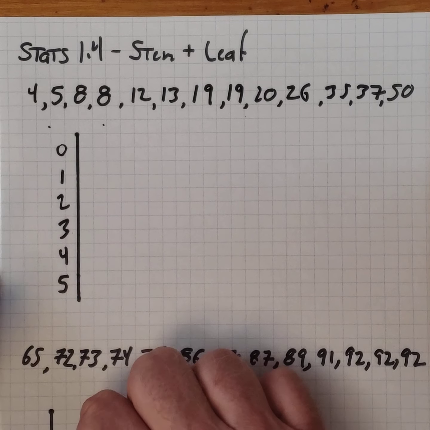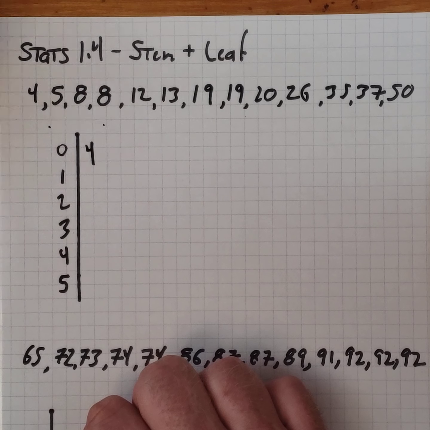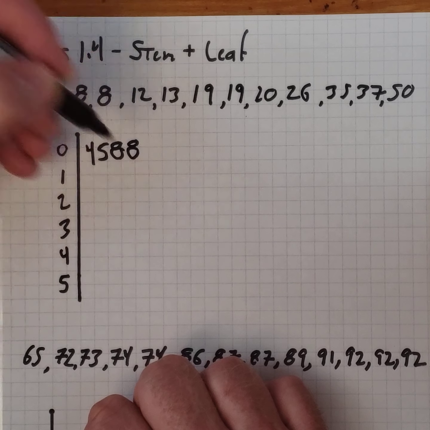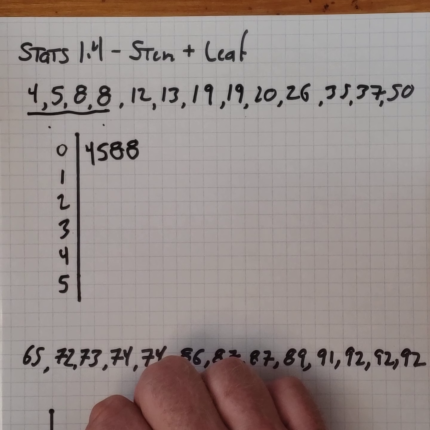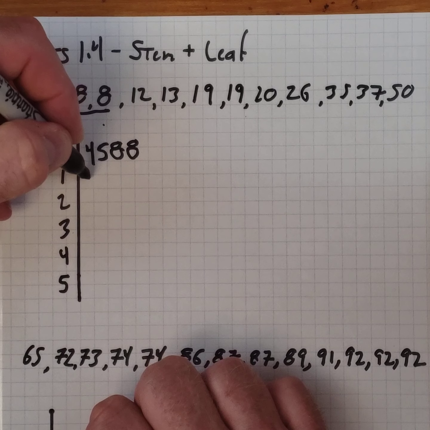All right, so in order, going out from the stem, from least to greatest. So 04 will look like that. 05 will look like that. 08, and of course, since we have 2 of them, we need 2 of them in our plot. So we have a stem with 4 leaves on it representing those 4 numbers. Then we've got 12, 13, 19, and 19.